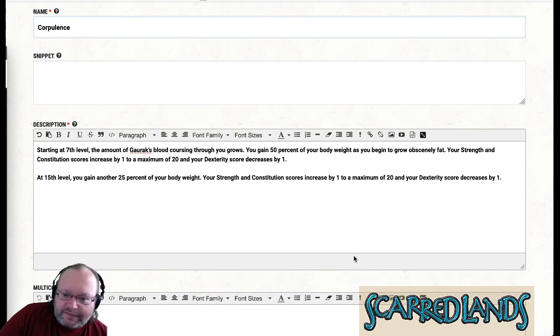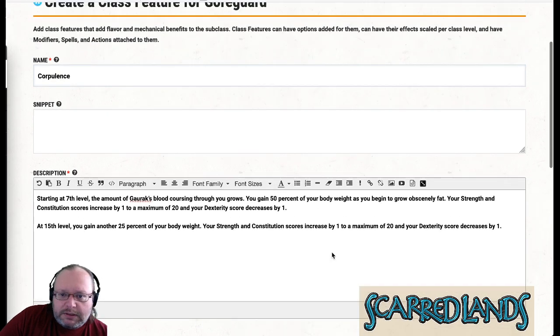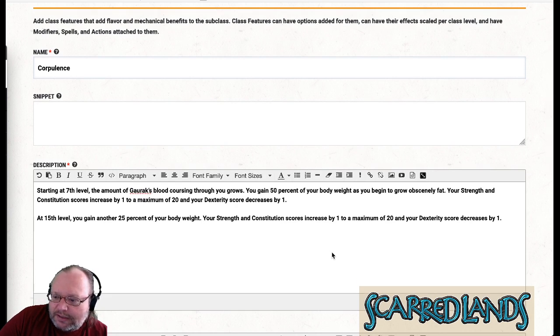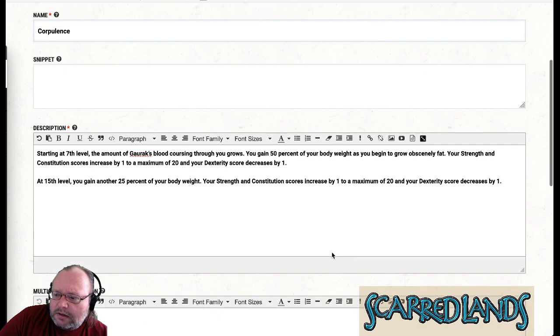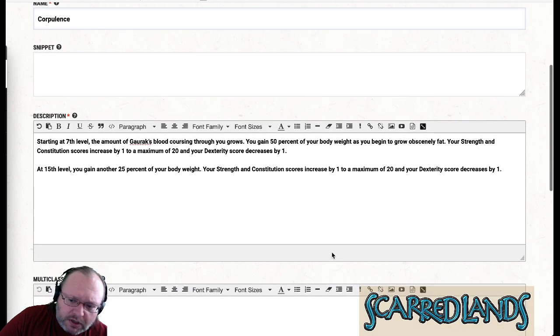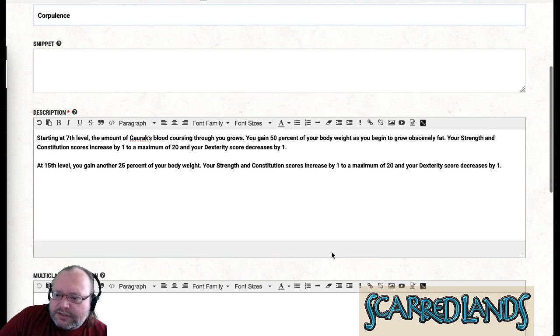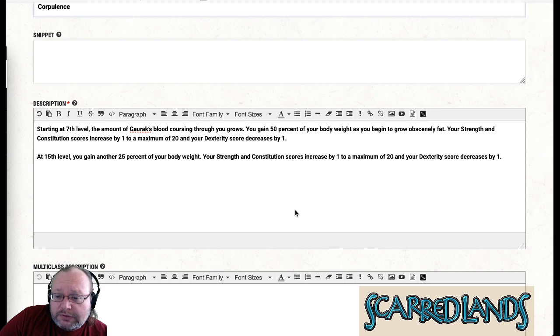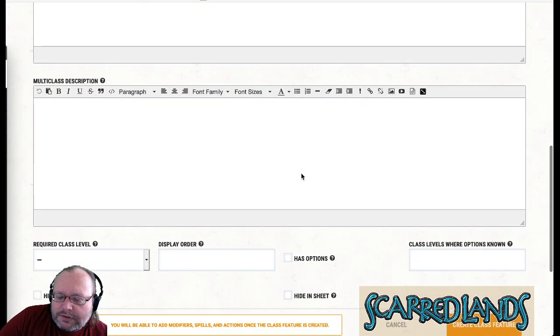So yeah, Corpulence. This is the 7th level feature for the Gorguard, and this is, for me, the fun stuff. Gorak's blood starts to grow in you. You gain 50% of your body weight, and you grow obscenely fat. Your strength and constitution scores increase by 1 to a maximum of 20, and your dex score decreases by 1. At 15th level, you gain another 25% of your body weight, and another tweak to your strength, constitution, and dex.